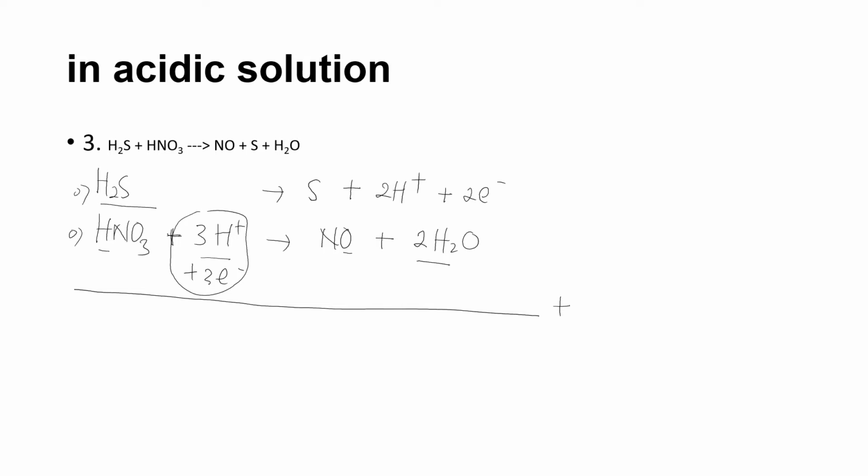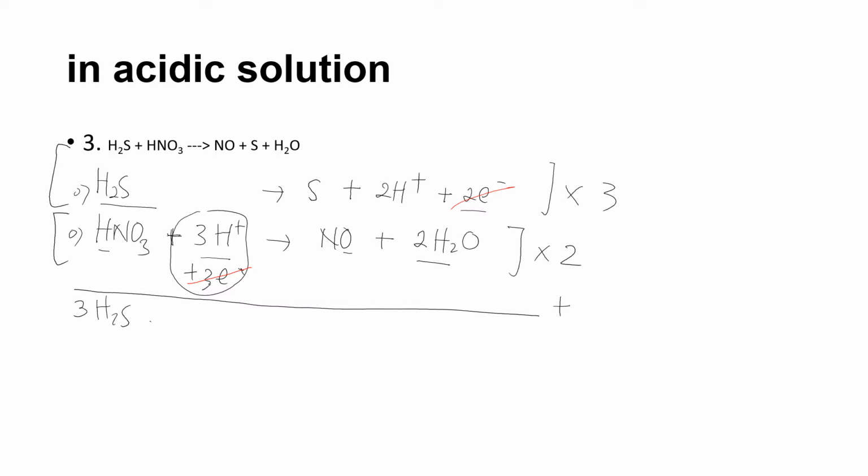by balancing the number of electrons. Here 2, then all the equation multiply by 3, here multiply by 2. Then cancel out the electrons, 6 and 6.